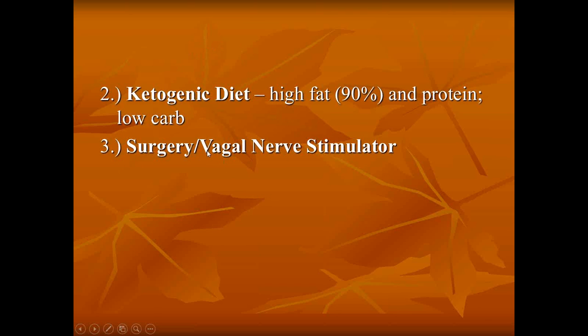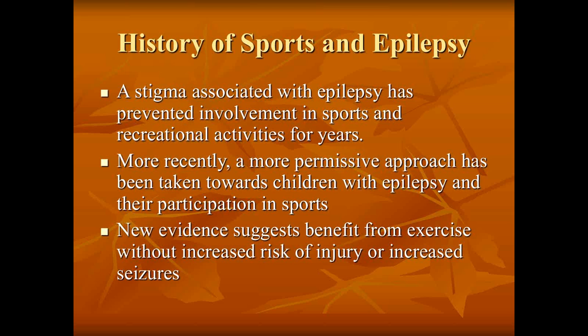These are some alternative therapies. The ketogenic diet, which is a high-fat and protein diet, is used for refractory epilepsy. It's been shown to reduce seizure frequency. Also, vagal nerve stimulator and surgical resection are used to treat patients who have failed medication and ketogenic diets. And those particularly get surgical resection that have a discrete focus on both EEG and imaging, such as MRI.